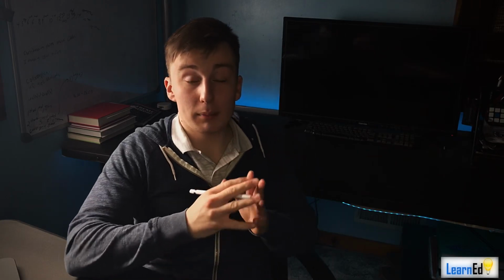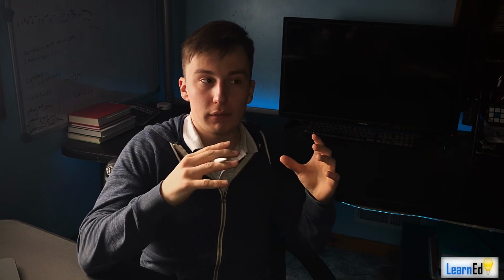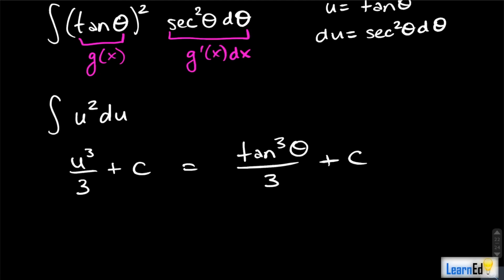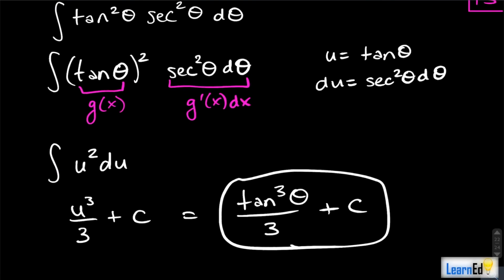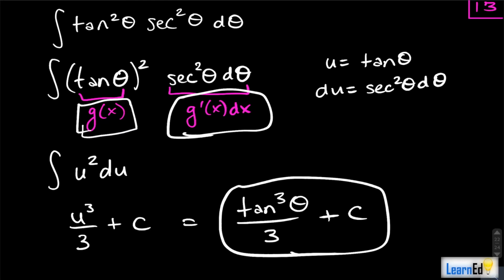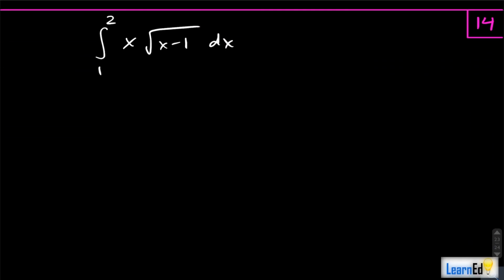But we're not done yet, because remember, with indefinite integrals, we want to substitute back in. Okay, so we want to plug back in for what that value of u was in terms of x. So we write this as tangent cubed of theta over 3 plus c. And there you go. That's our answer. Okay, so it's evaluating what's inside, and then is there a g prime of x dx? That's when a u substitution happens, and you should be able to see when something like that is available.